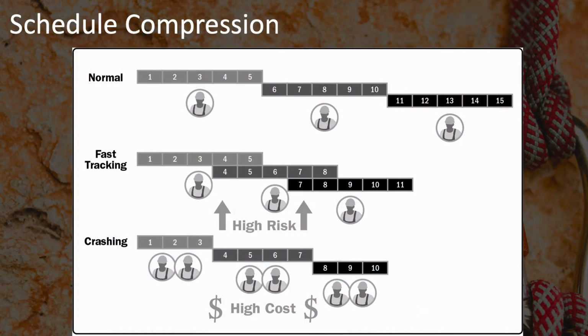Two types of schedule compression are fast tracking and crashing. Fast tracking is when you overlap activities in order to get things done sooner, but at higher risk due to delays in one activity that could affect subsequent activities, or changes that cause unnecessary rework in subsequent activities. Crashing is when you add more resources to get things done sooner, but at higher cost, because, for example, doubling the resources often doesn't cut the time in half, so overall costs go up.